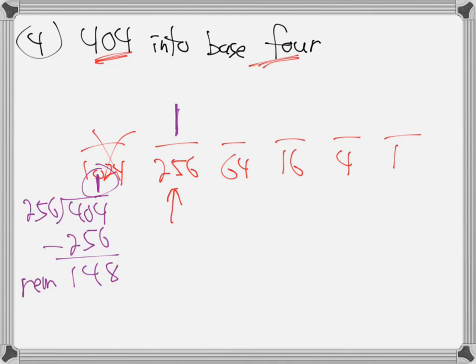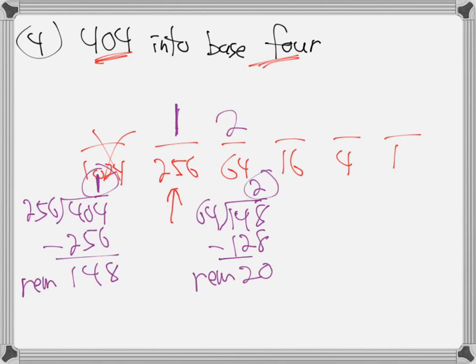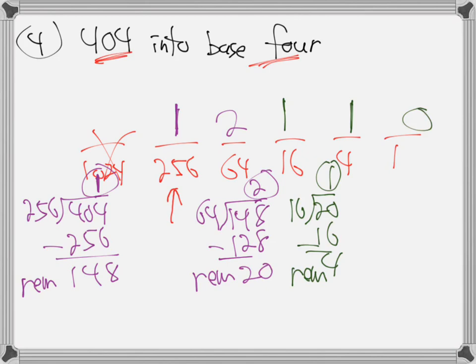So now we go, okay, 64 into the 148. Is that twice? Twice, I think. Yeah, it'd be 128. Subtract, 20 remaining. So that's 2 here. And now we have 20 remaining. So then you go 16 into 20, one time. So 1 and 4 remaining. So that's easy. 4 and no more. Good? Now that makes sense. So 12110 base 4 is the same as 404.